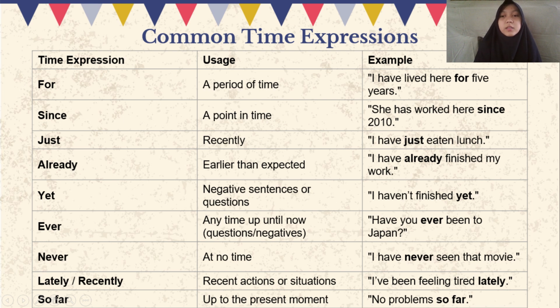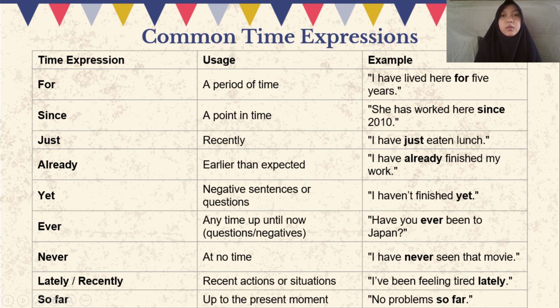And then we have already. It's when we did something earlier than expected. For example, I have already finished my work. And then we have yet. Yet is for negative sentences or questions. For example, I haven't finished it yet. Or if you want to question someone, you can use, have you finished it yet? Yeah, like that.